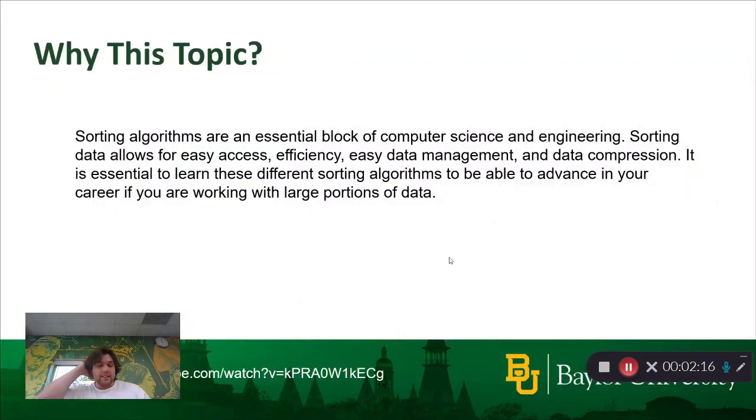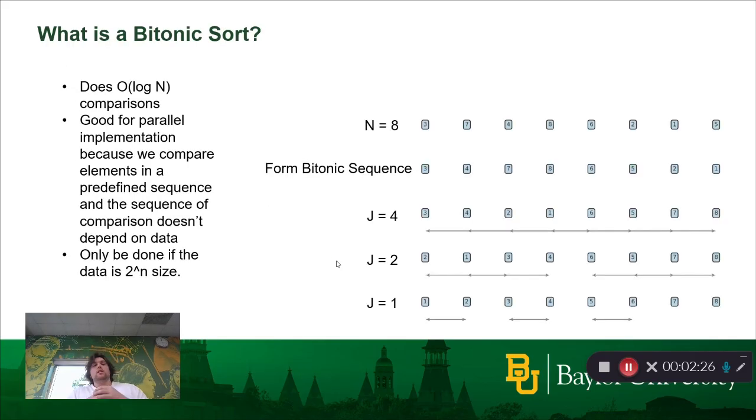And so now we're back at this slide. On the next slide, I went over 3 sorts. The first sort is going to be a bitonic sort. Bitonic sort does O(log base 2 n) comparisons, and it can only be done if the data size is a power of 2.